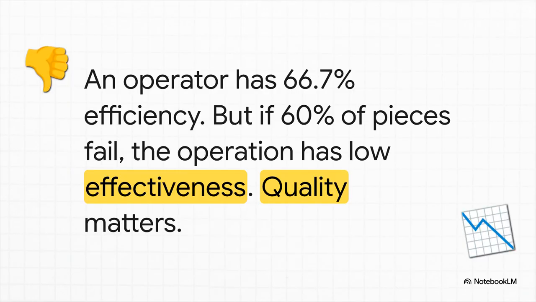And this example just makes it crystal clear. Check this out. You have an operator working at about 67% efficiency. That's a solid number, right? You can measure it. But here's the catch. 60% of the pieces they're making are garbage. They fail the quality check. So really, who cares how efficiently they were made? The process was efficient, sure, but the outcome was a total failure. The whole operation was completely ineffective because it wasn't making a quality product.